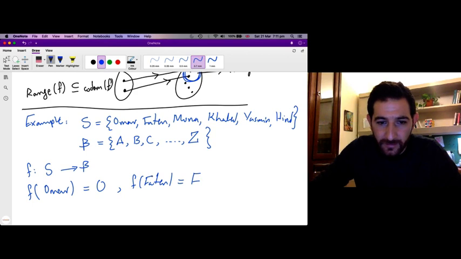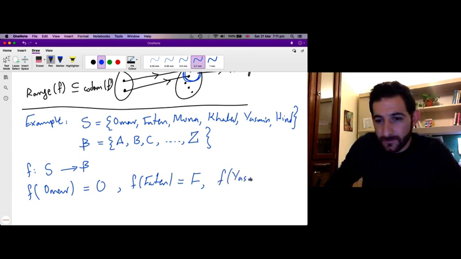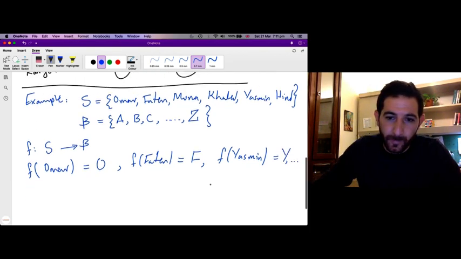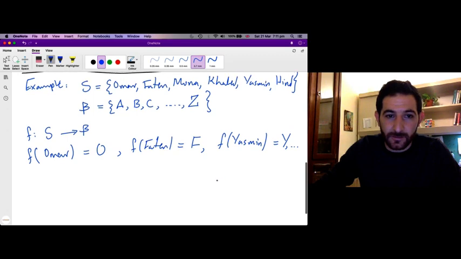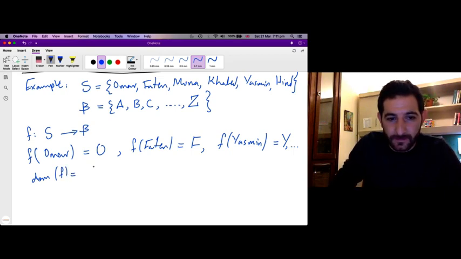Okay, so here we have that Fatin is an element in the domain, and the function f assigns the letter F in the codomain. Okay, and so on. So f of Yasmin is Y. Okay, and so on. Now let's find out what is the domain. The domain of f is S, the set of the 6 names. Okay, the codomain of the function f is the English alphabet, the set beta.